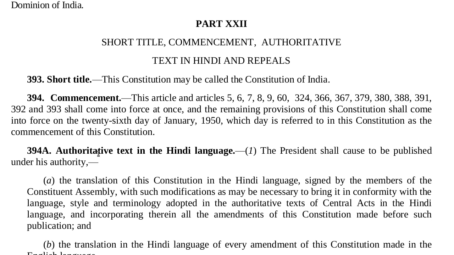Article 394A, authoritative text in Hindi language. 1. The President shall cause to be published under his authority, A. the translation of this Constitution in Hindi language, signed by the members of the Constituent Assembly with such modifications as may be necessary to bring it in conformity with the language, style and terminology adopted in the authoritative text of Central Acts in the Hindi language, incorporating therein all amendments of the Constitution made before such publication, and B. the translation in Hindi language of every amendment of this Constitution made in the English language.